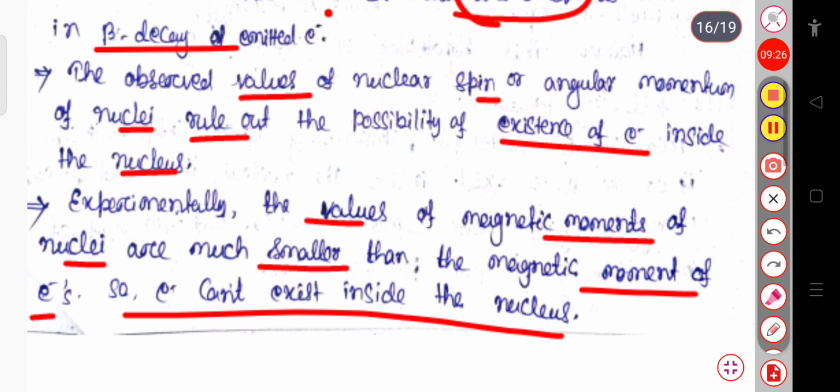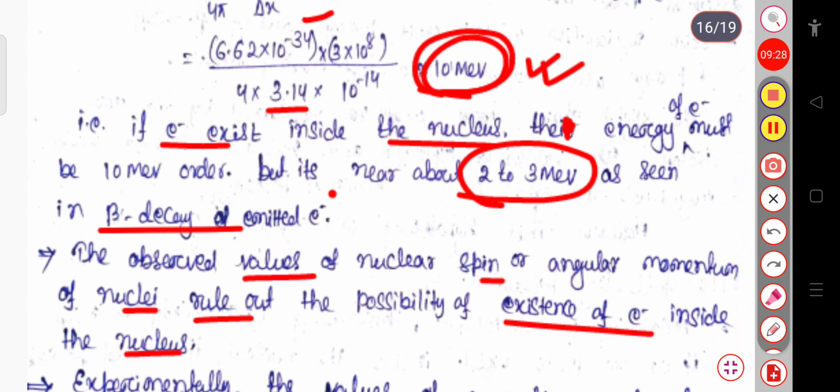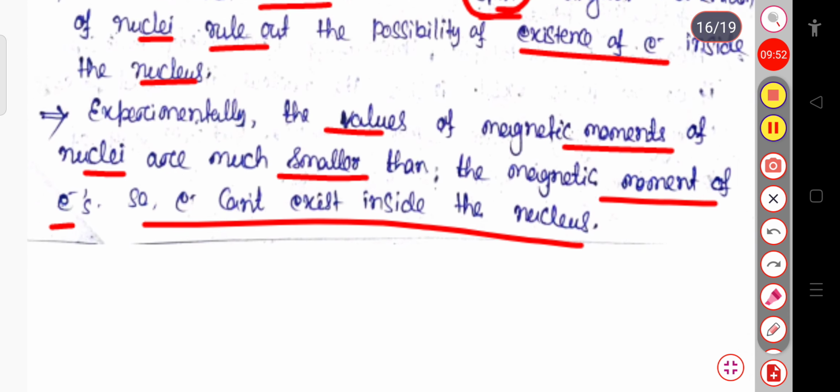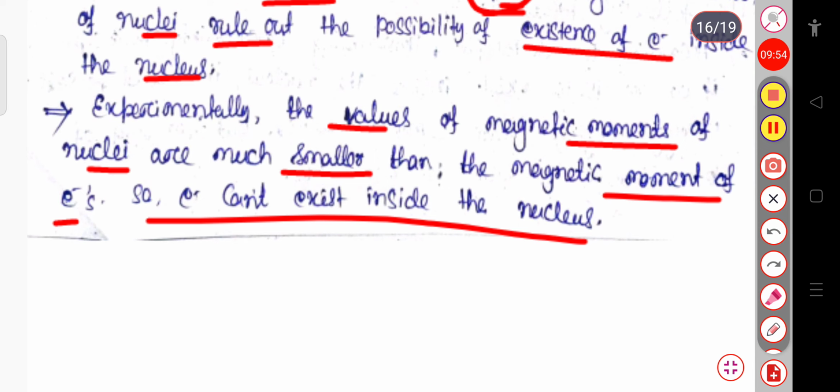So what are the basic reasons? The first reason is because of this energy. The experimental result energy is of a higher order as compared to the original, that is, the 2 to 3 mega electron volt it should have. But in the actual case, you can see this is 10 mega electron volt. So this is not possible for the electron to lie inside the nucleus. And the second reason is because of its spin. And the next reason is because of its magnetic moment. The magnetic moment of the nuclei is very small compared to the magnetic moment of the electron, so electron cannot exist inside the nucleus.